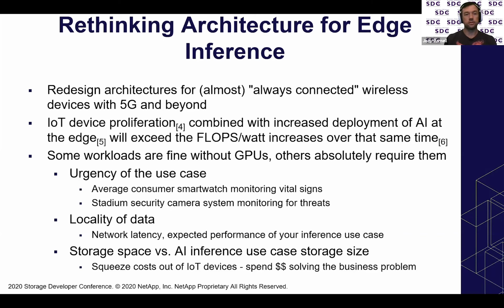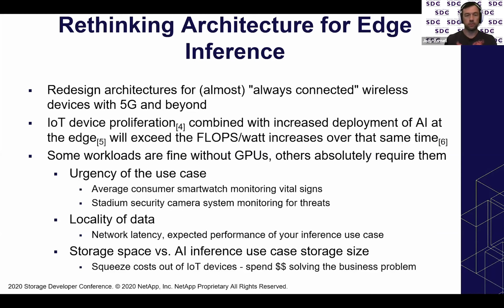So there's this proliferation of IoT devices that is increasing at like 35% CAGR year over year. So this is a huge explosion of IoT devices. It's been happening for some time, but you combine that with the increased deployment of AI at the edge that we see happening imminently. Those two things combined are going to exceed the improvements of GPUs in that same time frame.